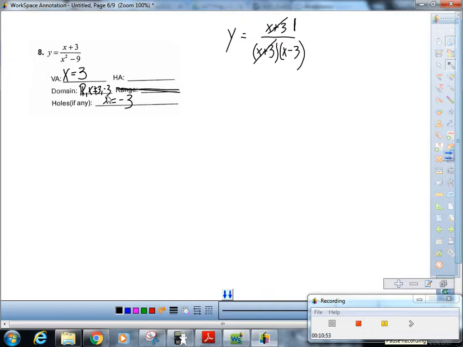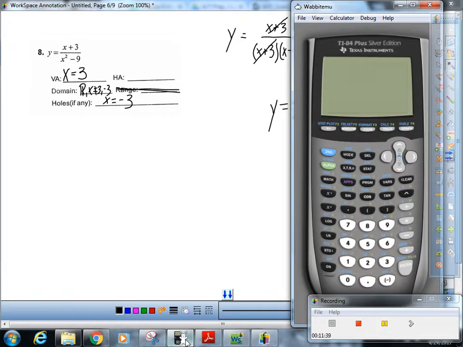So I think this one is going to have a horizontal asymptote at y equals 0. Because essentially we are graphing y equals 1 over x minus 3. Okay? But let's put it in. Let's put our new equation in to see what our asymptote is. Y equals 1 over x minus 3.